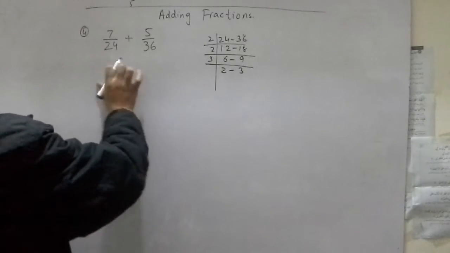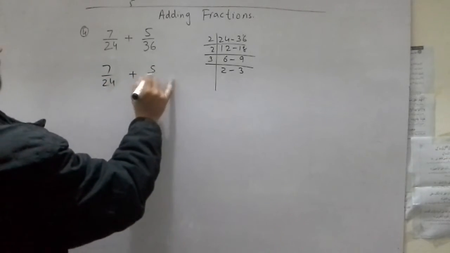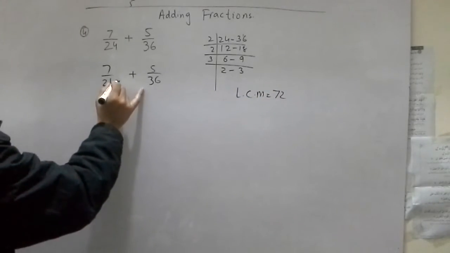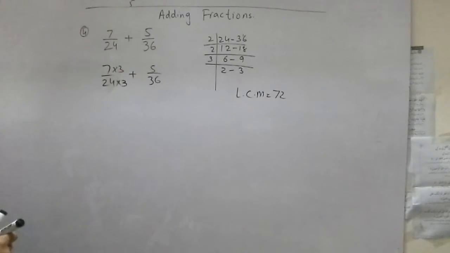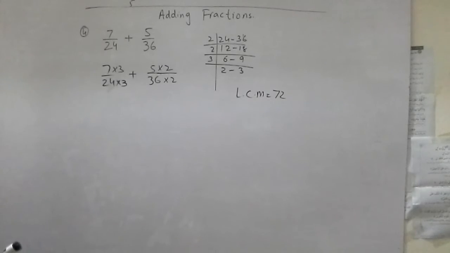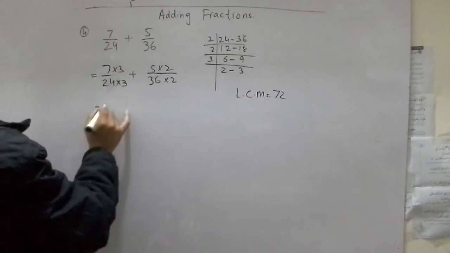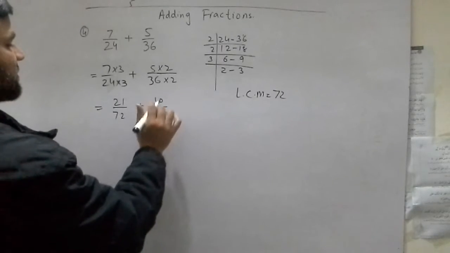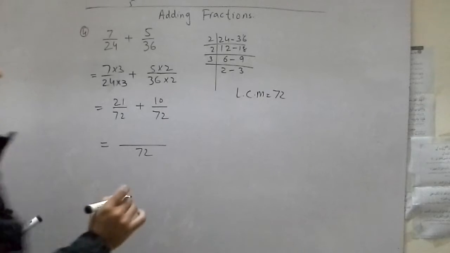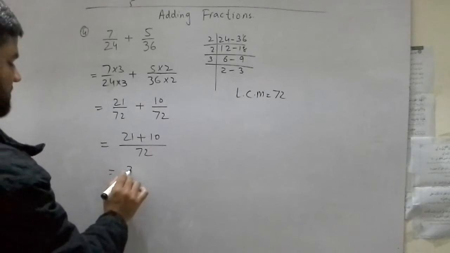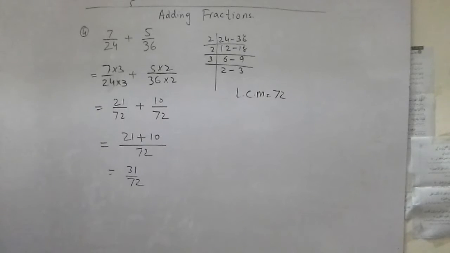Now copy these fractions down as they are, and we are going to make these denominators the same. So our LCM is 72. So 24 times 3 gives you 72, and multiply with the 3 on the top as well, and 36 times simply 2 gives us 72, so multiply by the 2 on the top as well. We are making the denominators the same, that's why we got that LCM. Now 7 times 3 is 21 and 24 times 3 is 72, plus 5 times 2 is 10 over 36 times 2 is 72. Now 72 stays as it is, we don't add the denominators in addition of fractions, and the top numbers can be added now. So 21 plus 10 makes 31 over 72. This can't be further simplified, and it is our answer in proper fraction form.